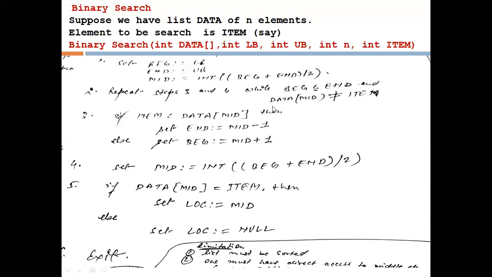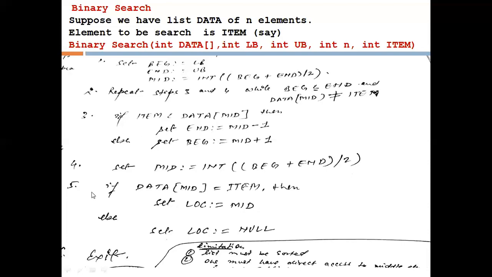So here we have two conditions. This loop can be terminated either when we have a match, that is, we found the element, that is, data[mid] becomes equal to item, or when the list's beginning becomes greater than end, that is, the condition is not satisfied.